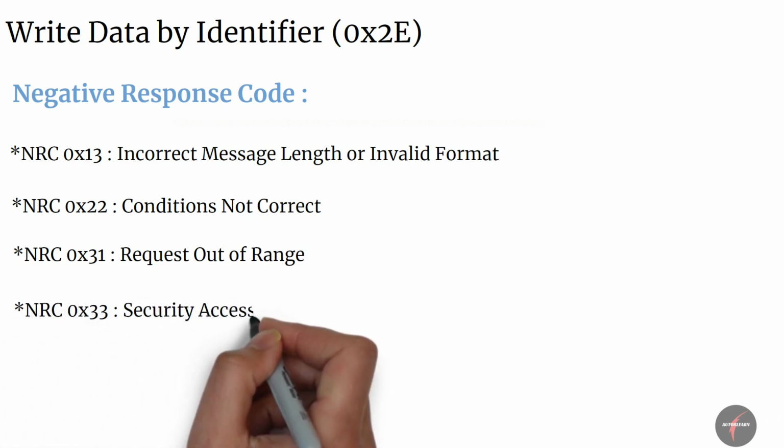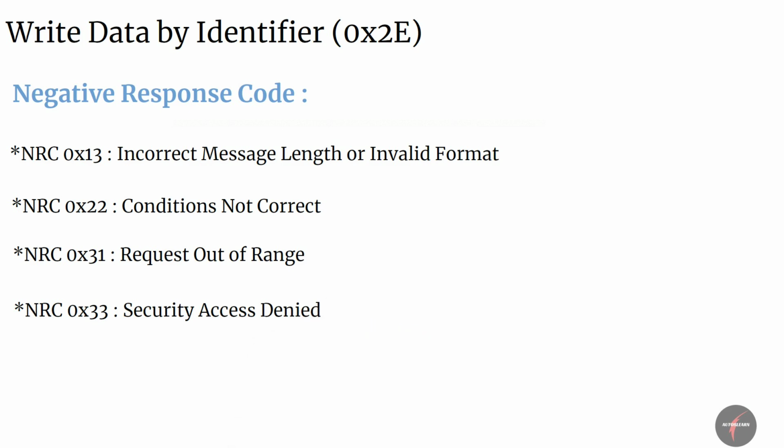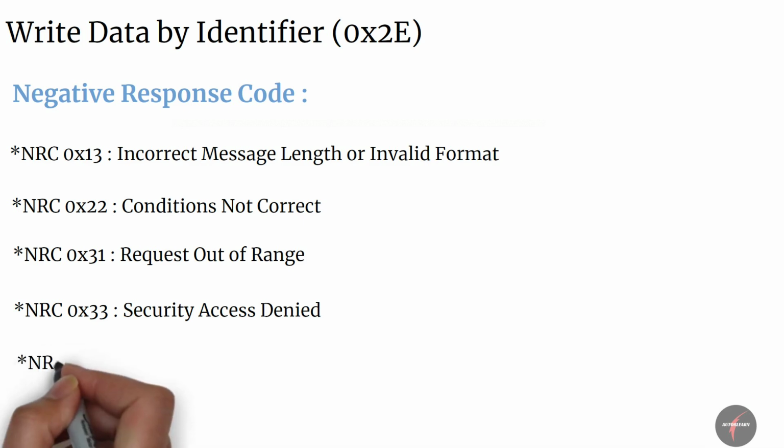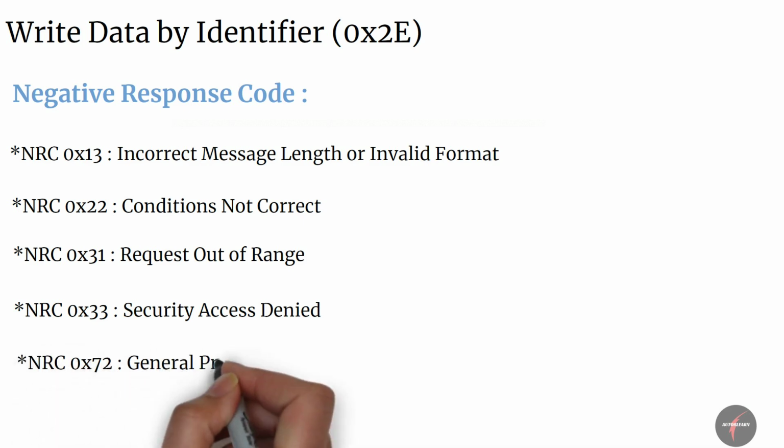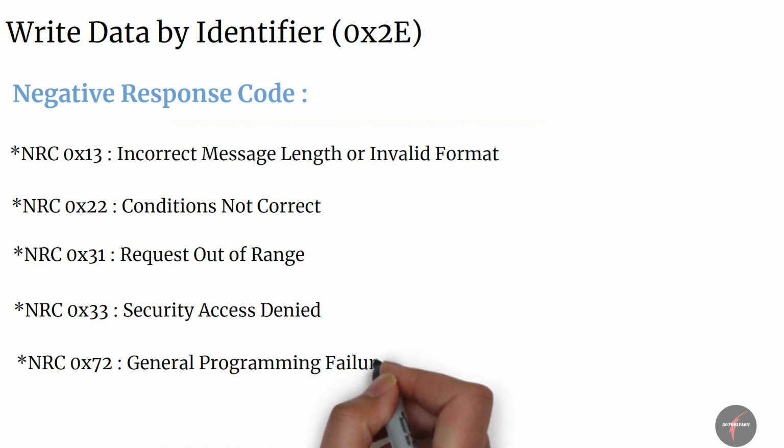NRC 33, security access denied. This means the operation is blocked until the correct security level is unlocked. NRC 72, general programming failure. This indicates an error occurred while writing to memory.